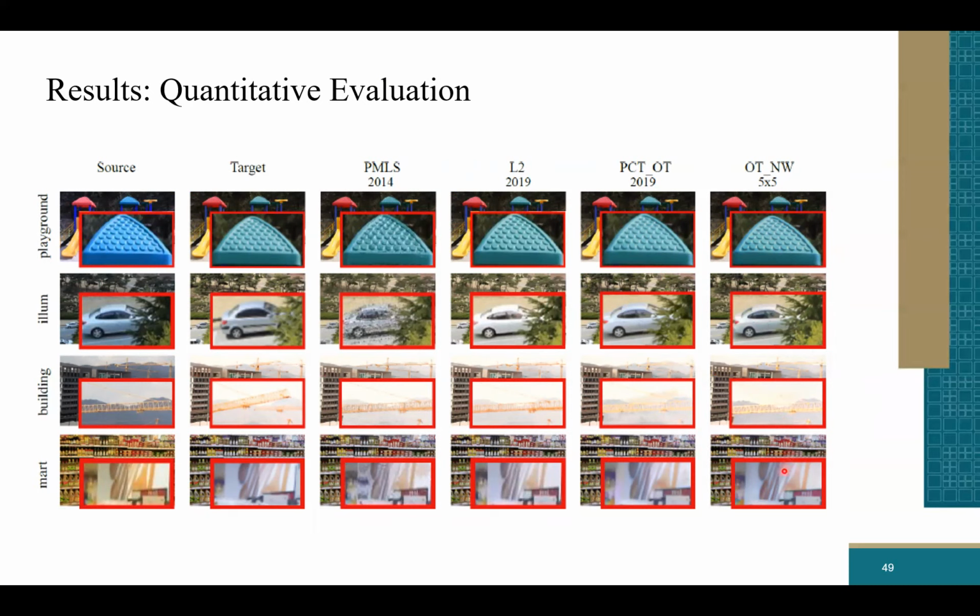And also, due to the smoothing techniques, our approach keeps the original structure of the source image and provides a smooth result, actually better than BMLS and L2, and removes these JPEG artifacts and noise.